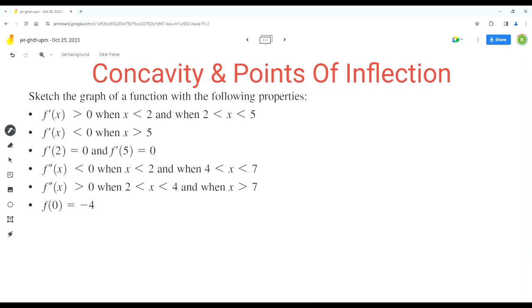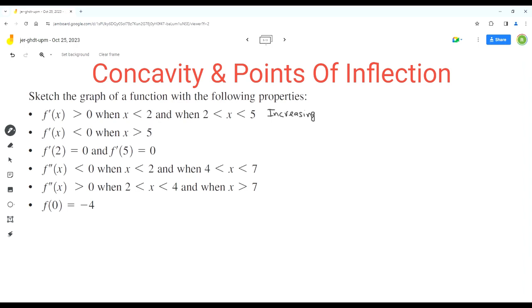The first property is that the derivative of f at x is greater than 0 when x is less than 2 and x is between 2 and 5. So these intervals represent the intervals over which the function f at x is increasing, because the derivative of f at x is greater than 0.